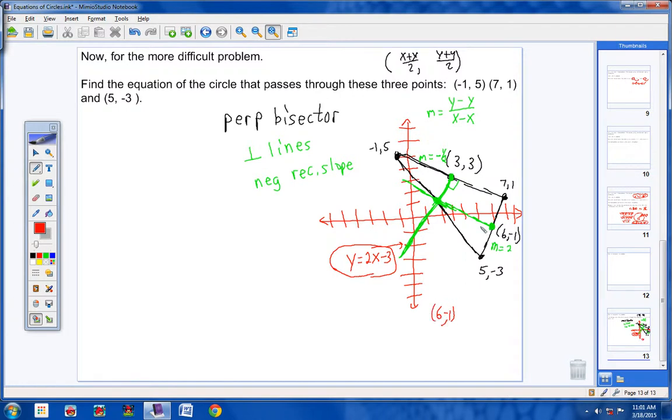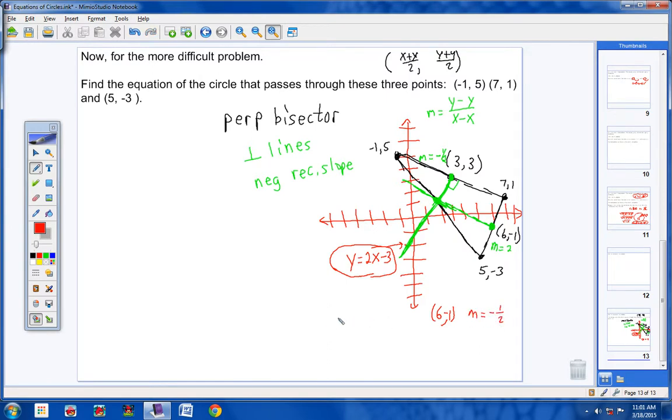And we also know the slope of this line right here. We do, yeah. It's the negative reciprocal of this slope here, because the slope of this line here is 2. So if you take 2 and you change the sign, you're going to get negative, and if you flip it, you'll get 1/2. So the slope is negative 1/2.